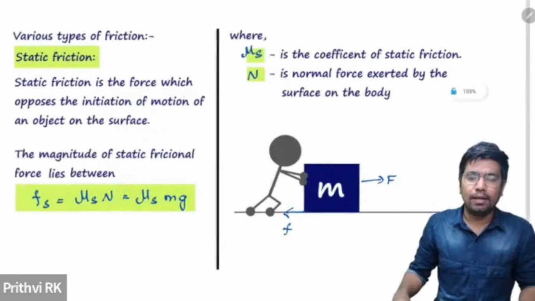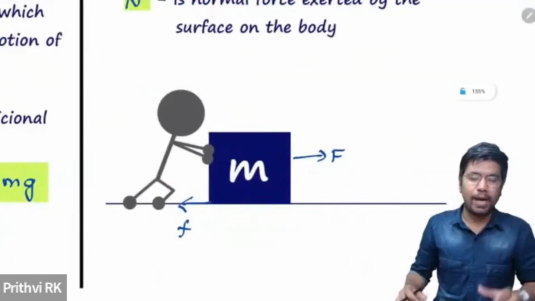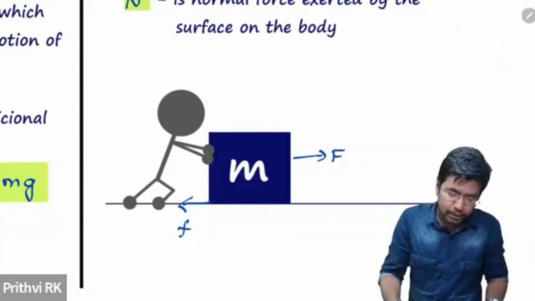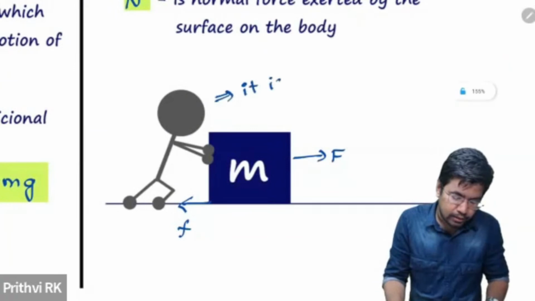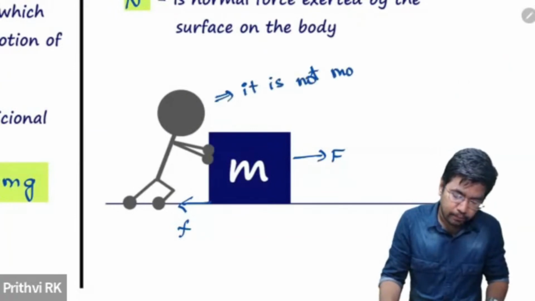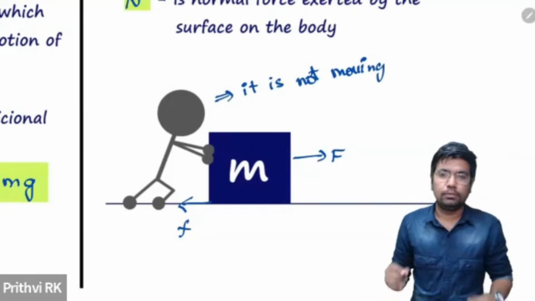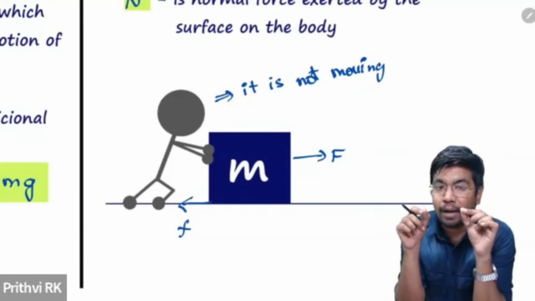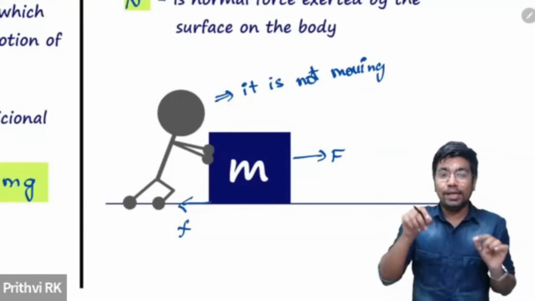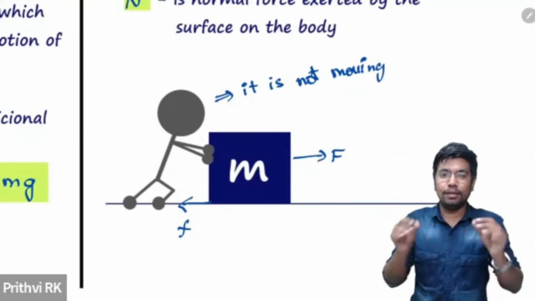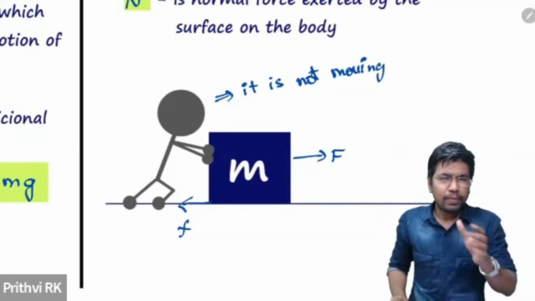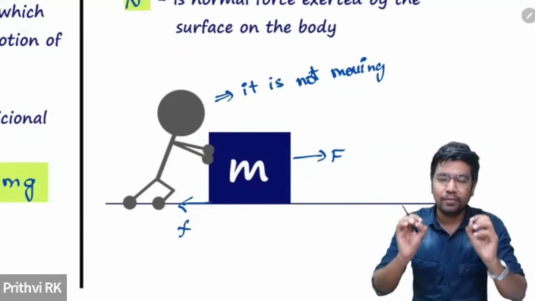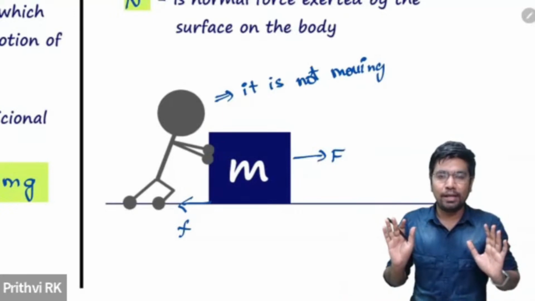So what is static? Let's say there is a mass M and I am trying to move it. I am applying some force on it, but it is not moving. It is not moving, but still I'm applying a force. In this scenario, the friction that exists here is what we call static friction. Sir, I want to understand static friction very simply. Then I will tell you an example, a scenario.